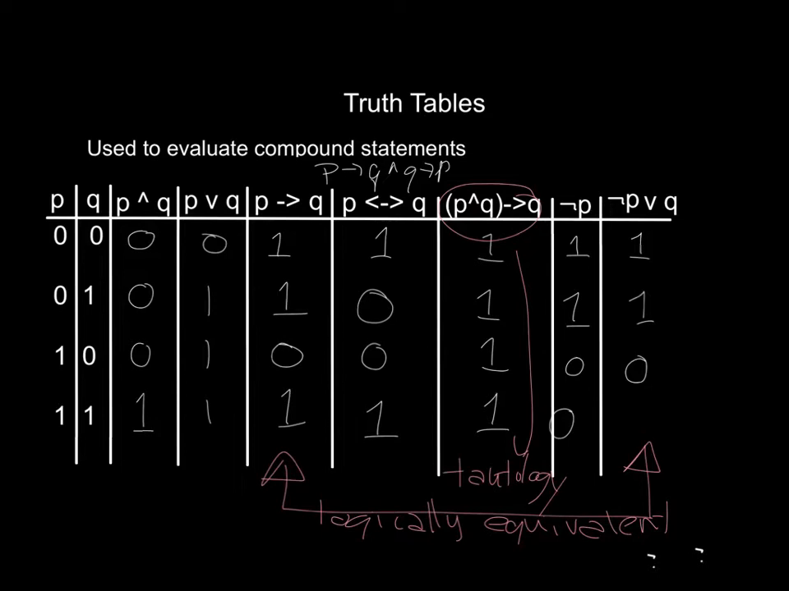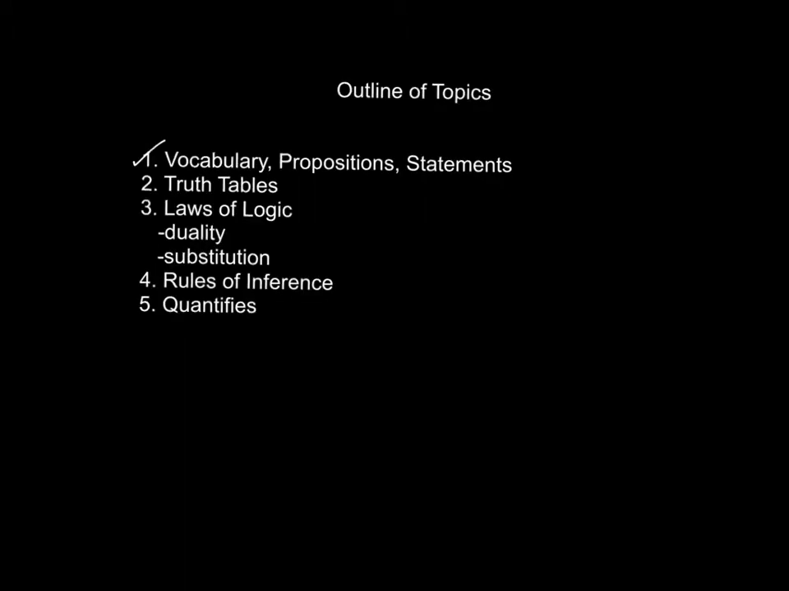So basically, their evaluations are always the same when they're logically equivalent. Oh, and one more comment back to the tautology. We'll see many examples of those when we do rules of inference. Now that we've covered vocabulary and truth tables, our next topic is laws of logic.